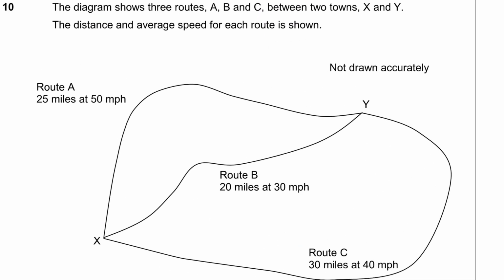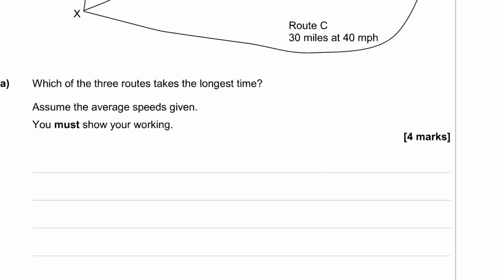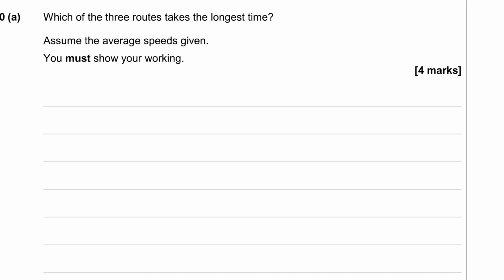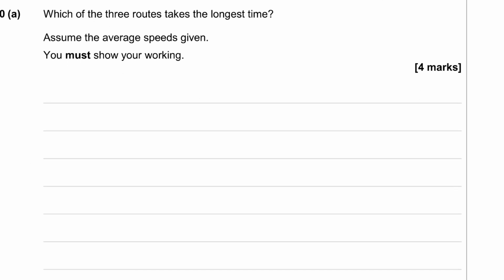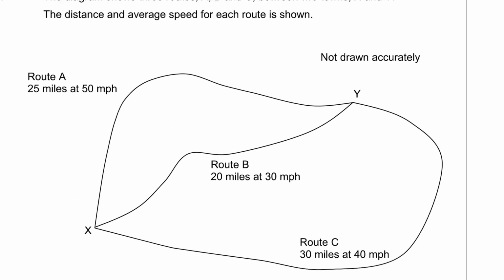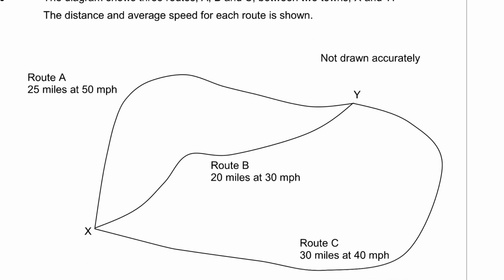Question 10. The diagram shows 3 routes A, B and C between 2 towns X and Y. The distance and average speed for each route is shown. So we've got 3 different routes from X to Y. All have got different distances and different speeds. So which of the 3 routes takes the longest amount of time? Assume average speed given. You must show your method. Okay, so let's work these out then.